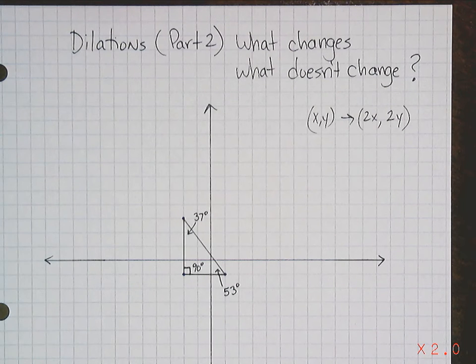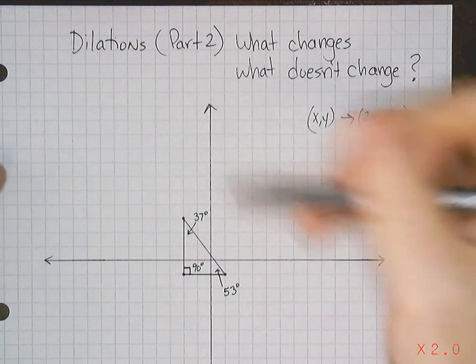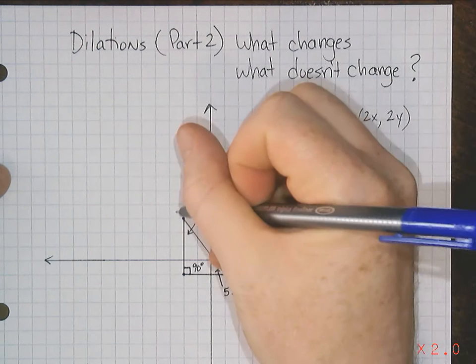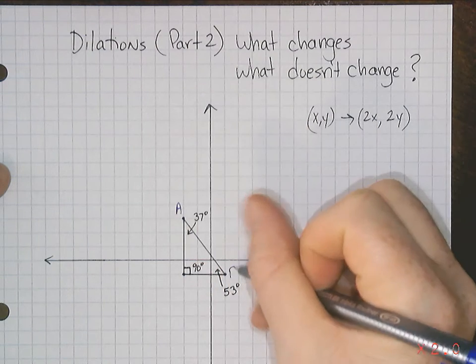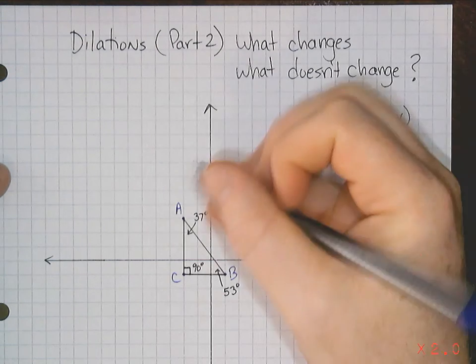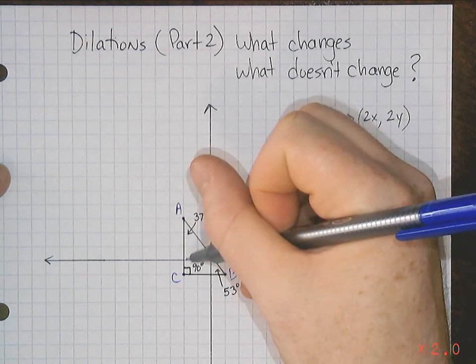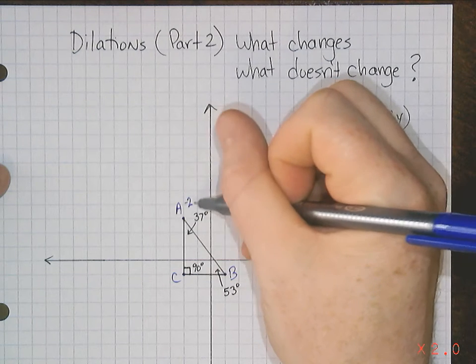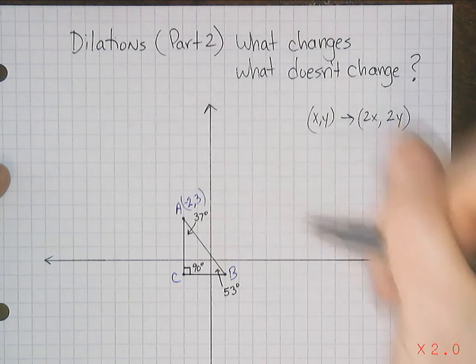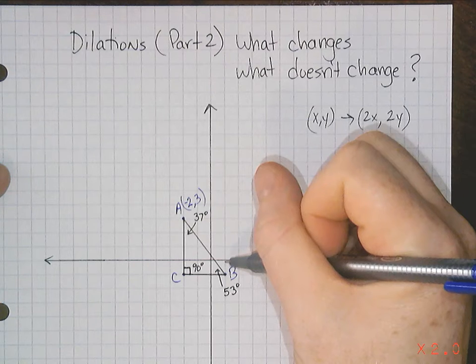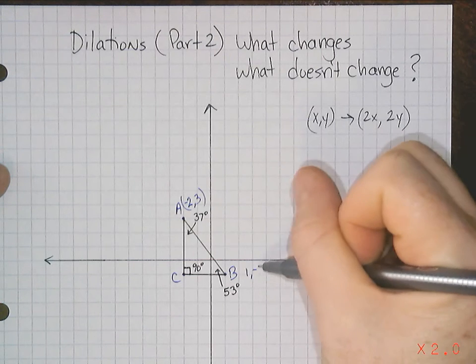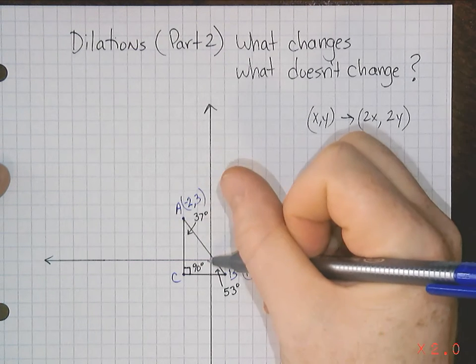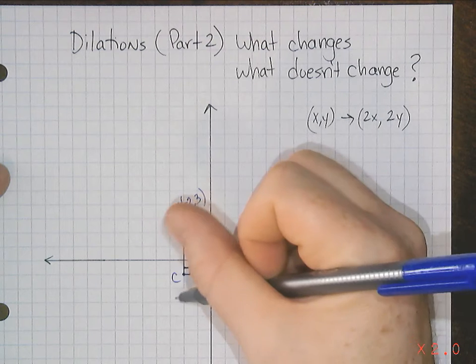So let's take our ordered pairs. Let's do traditional ABC here. A is at -2, 3. B is at 1, -1. And C is at -2, 1.